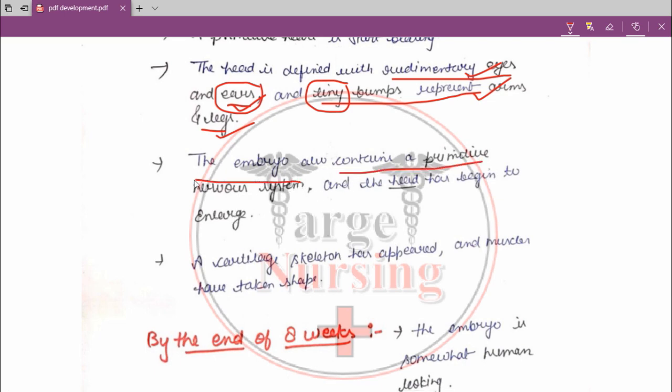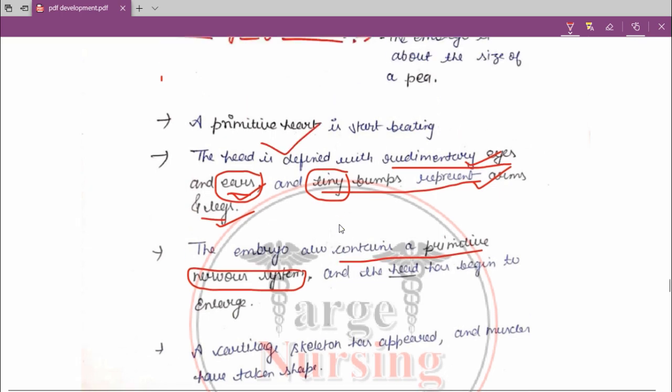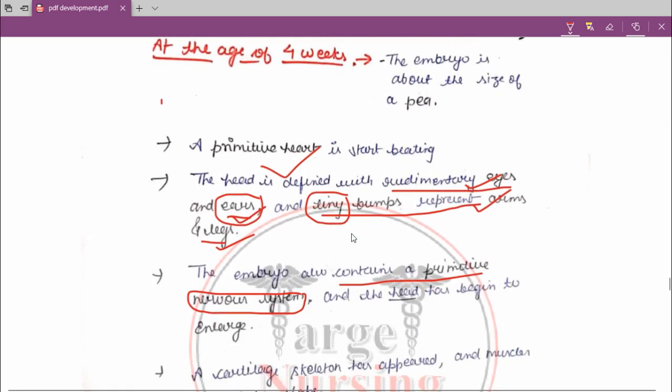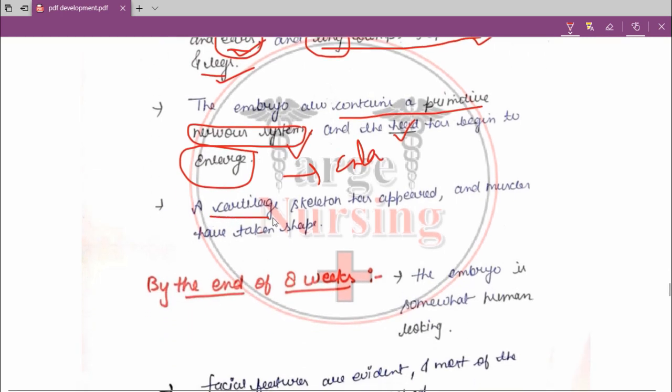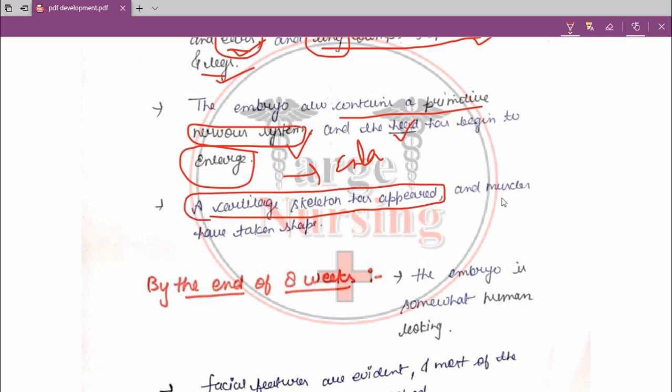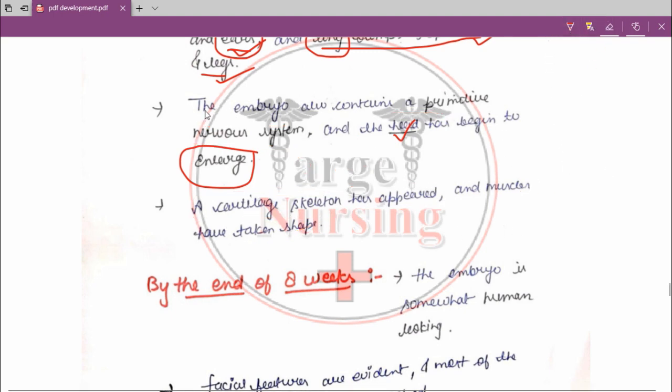And the embryo also contains a primitive nervous system. Like previously, the embryo consisted of a primitive heart. Now between 2 weeks to 8 weeks, the embryo will also contain a primitive nervous system, and the head has begun to enlarge. Now what happened? The head of the embryo became enlarged. Okay, and a cartilage skeleton has appeared on the embryo, and the muscles have taken shape. The skeleton has been made up, and the muscles in the body of the embryo have taken shape.